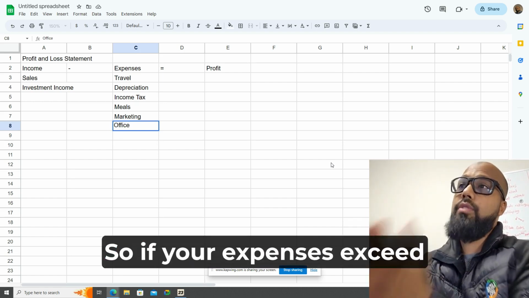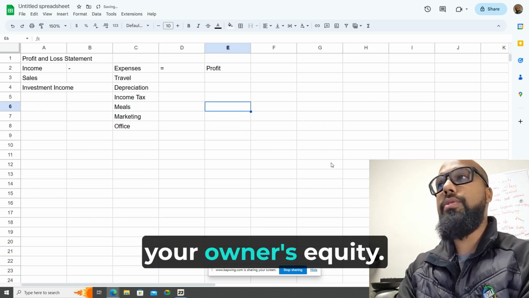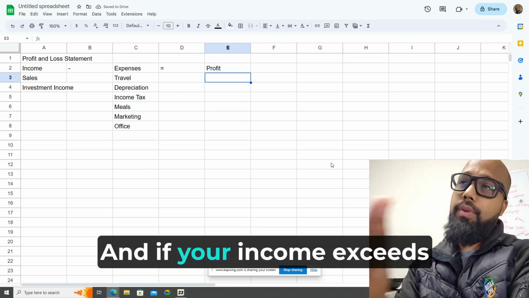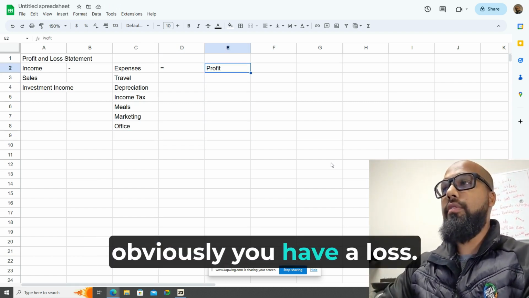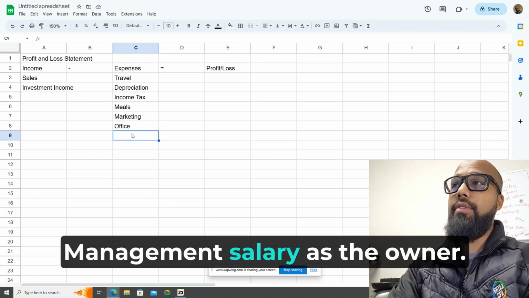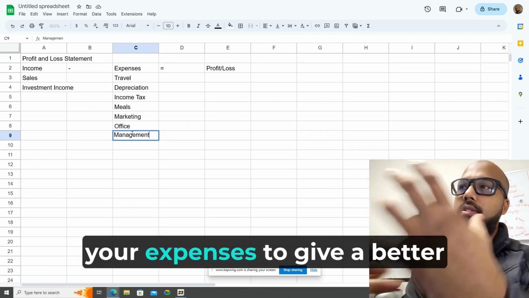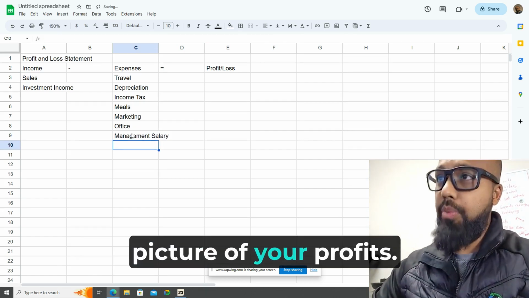So if your expenses exceed your income, you have a loss and it reduces your owner's equity. And if your income exceeds your expenses, obviously you have a profit. Note that the expenses can also include your management salary. As the owner, if you want to take a salary, you can also include that in your expenses to give a better picture of your profits.